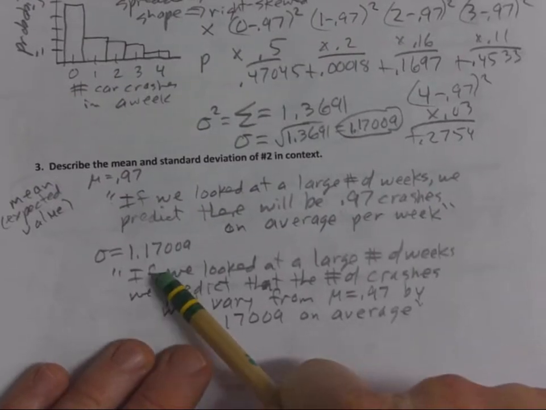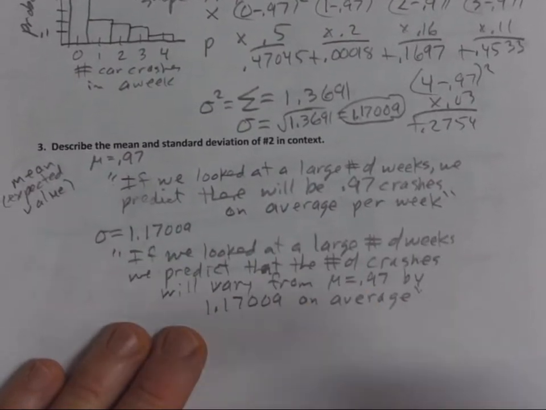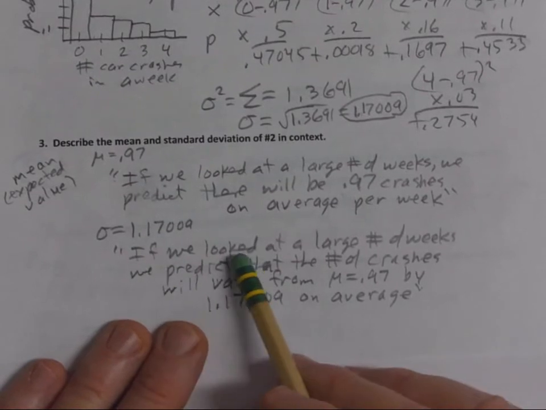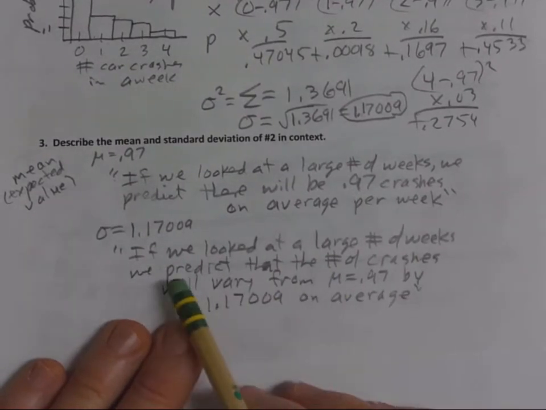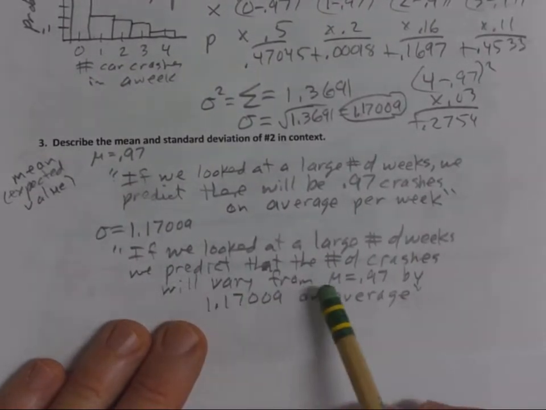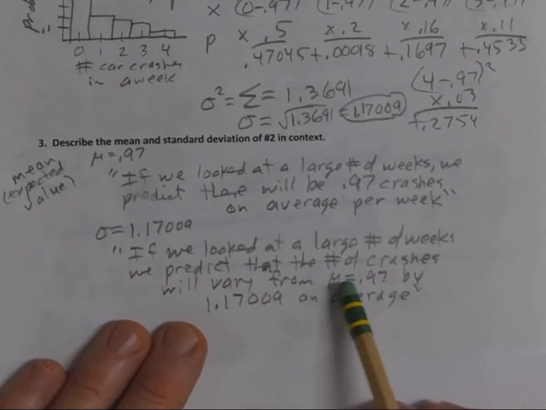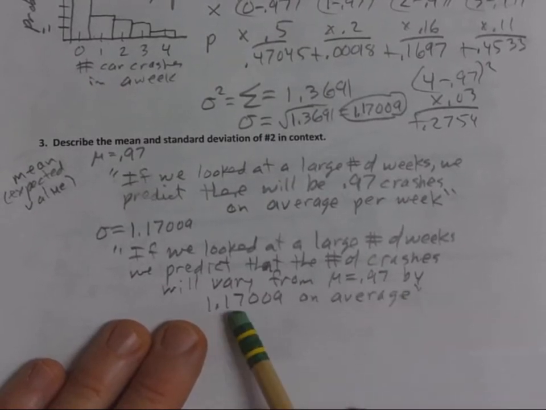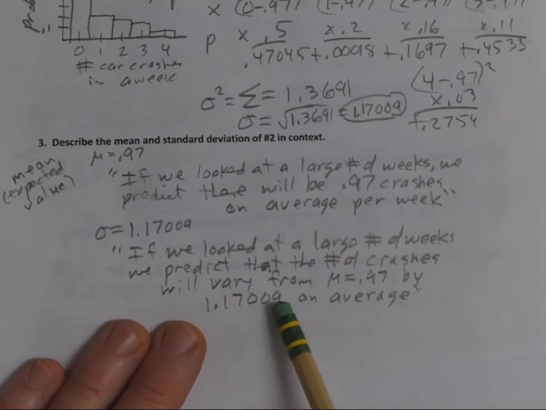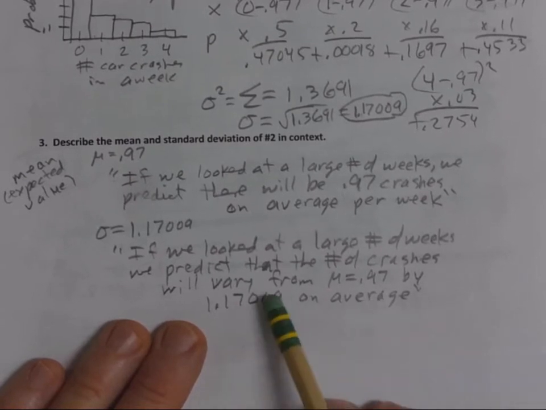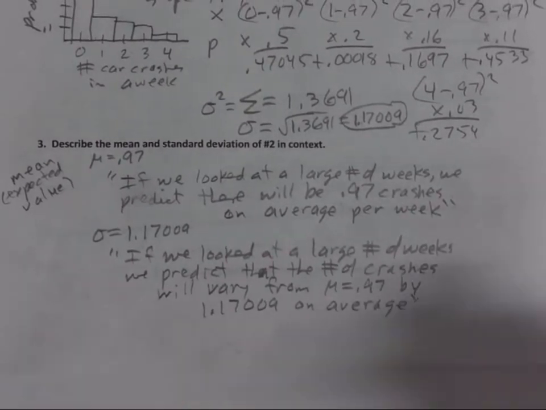Same thing with the standard deviation. It's the average amount the points vary from the middle, but in context, if we looked at a large number of weeks, we predict that the number of crashes will vary from the middle, from the mean of 0.97, by an average of 1.17009 on average. So it's the average amount the points vary from the middle.